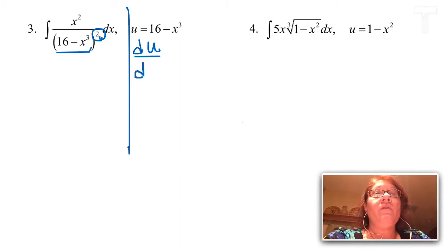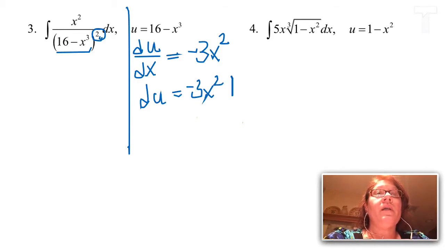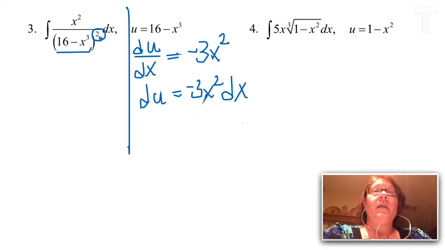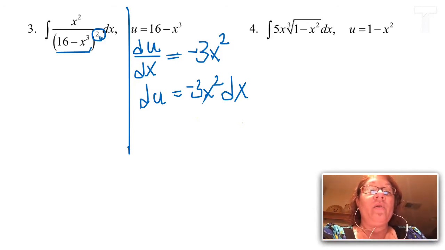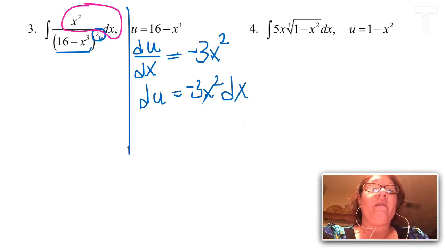So if I take the derivative of this with respect to x, of course the derivative of 16 is nothing, so I'll get negative 3x squared. And then if I get du by itself, I'll have negative 3x squared dx. And then I get super excited except for that 3 that's sitting there, because I notice that on top I have the x squared and there's a dx. And I go, oh man, I need a negative 3.